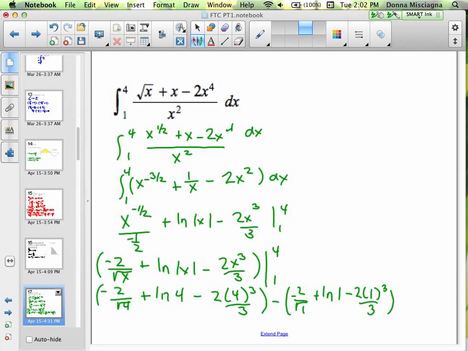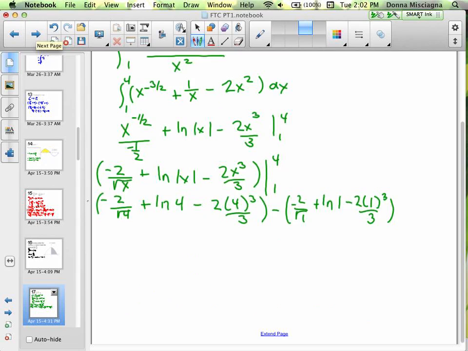And I'm just going to move up because I guess I can keep going a little bit. All right, so I just moved the screen down. So this would be negative 2 divided by 2, square root of 4 is 2. So that's going to be negative 1 plus natural log of 4. This will be 64 times 2 would be 128 thirds. Minus, so negative 2 divided by the square root of 1, that's just negative 2. Natural log of 1 is 0. And then minus, and that's just going to be 2 thirds.